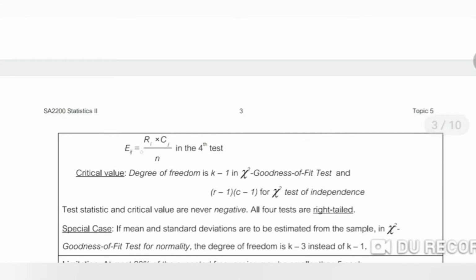How to find E? Eij is equal to Ri Cj divided by n. Eij, i is row number, j is column number. There are two variables. One is called row variable, another is called column variable. Both are nominal level measurement. Therefore, you have to deal with frequencies, percentages, proportions, relative frequencies.